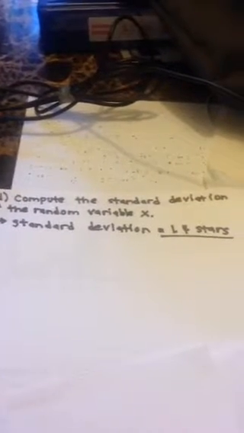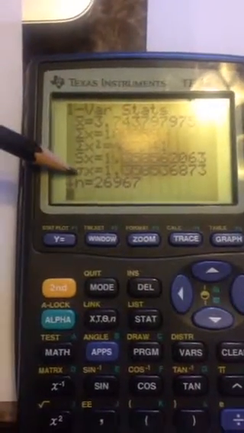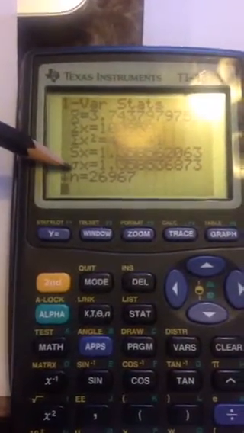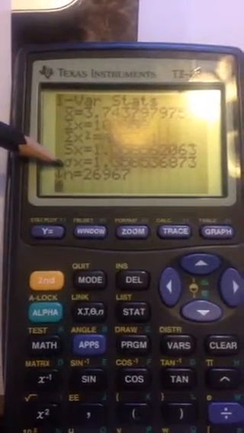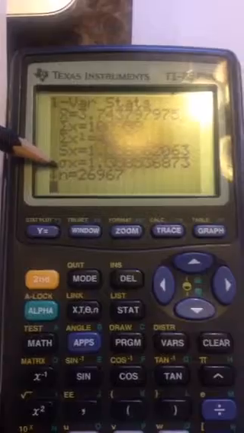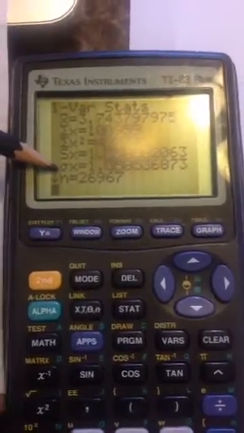Compute the standard deviation of the random variable x. Now, if you did the last equation I showed you, you should have the answer, and it'll look like this. This value right here, 1.35, or round it up to be 1.4 at 1 decimal place. So now that you know this problem, go ahead and do it yourself.